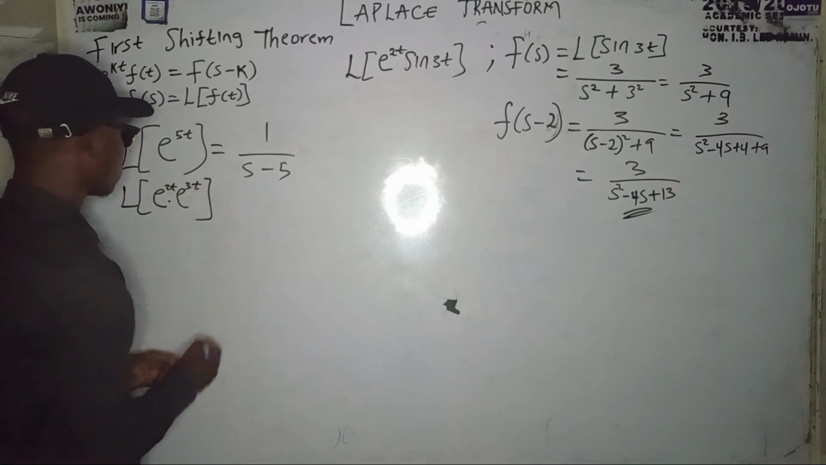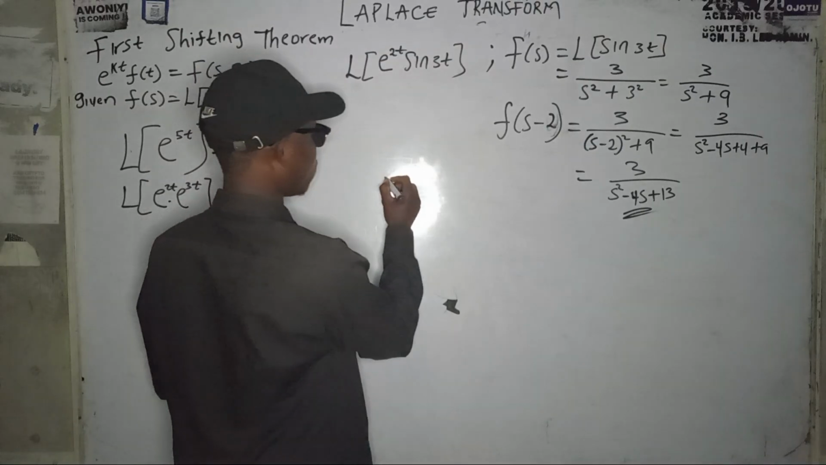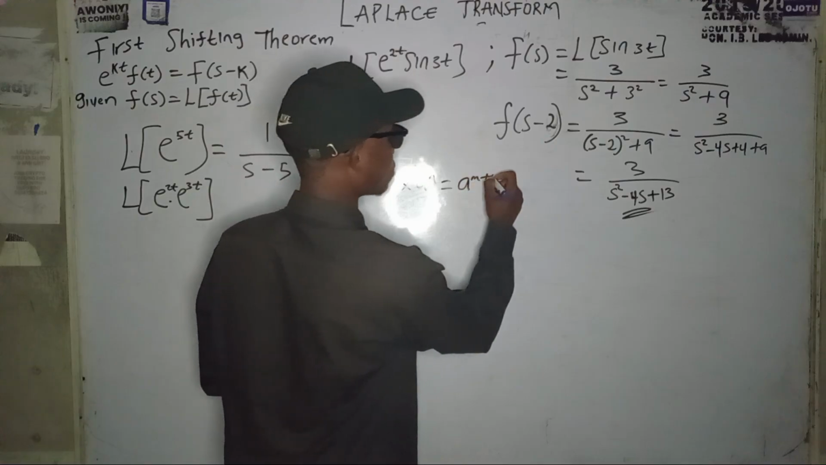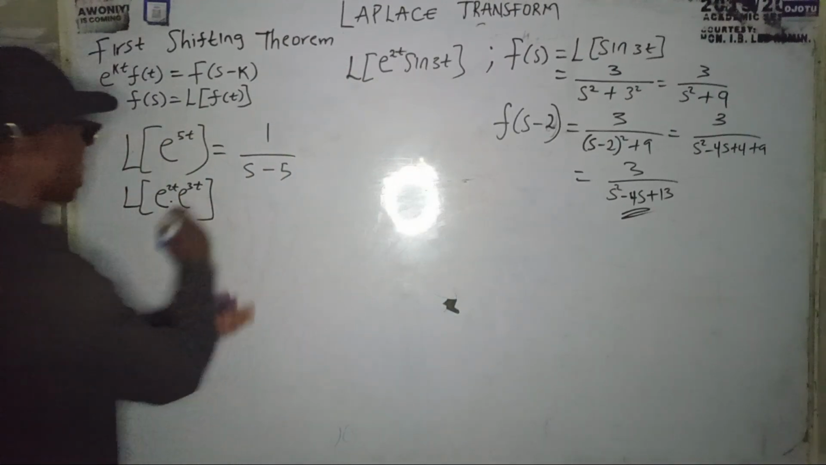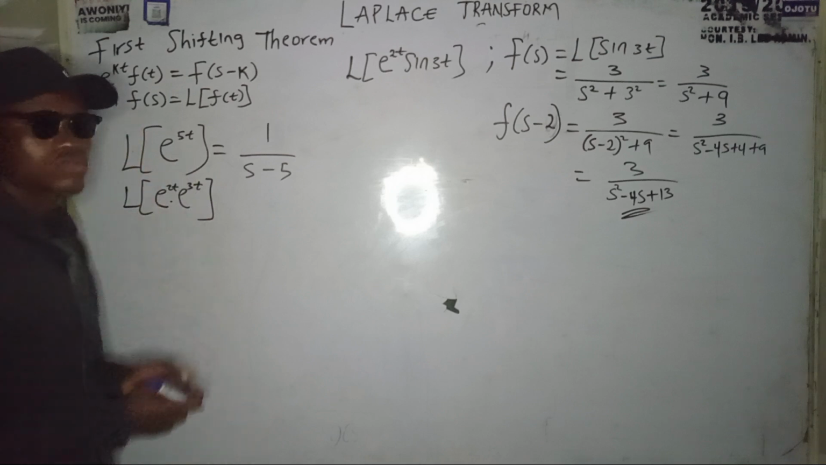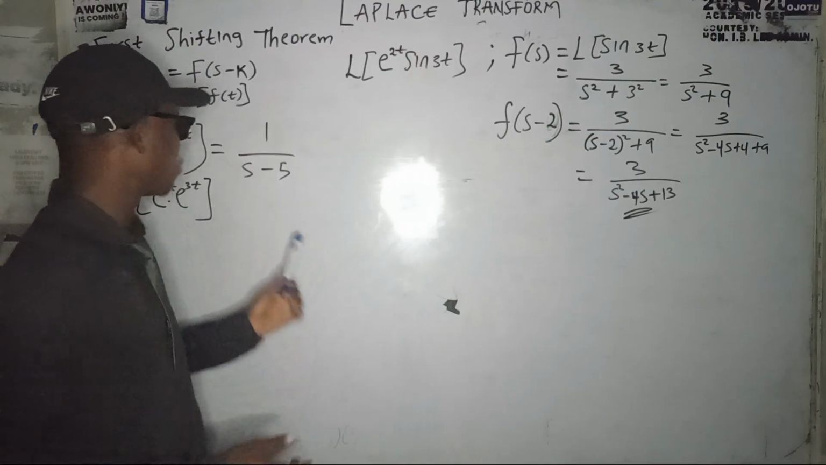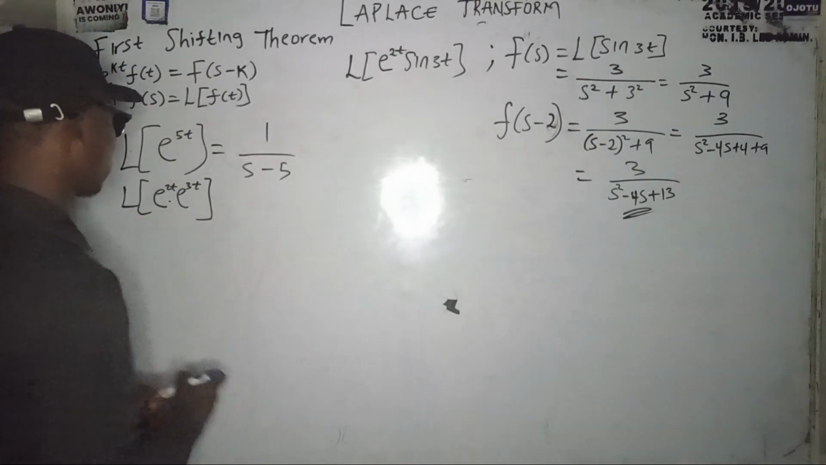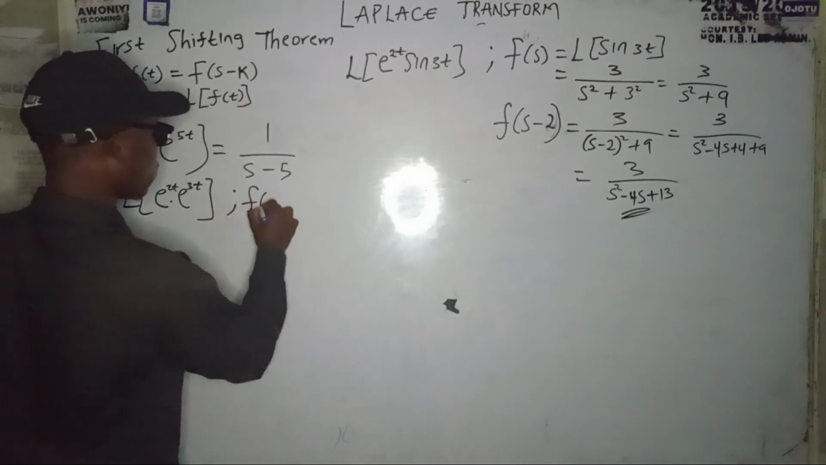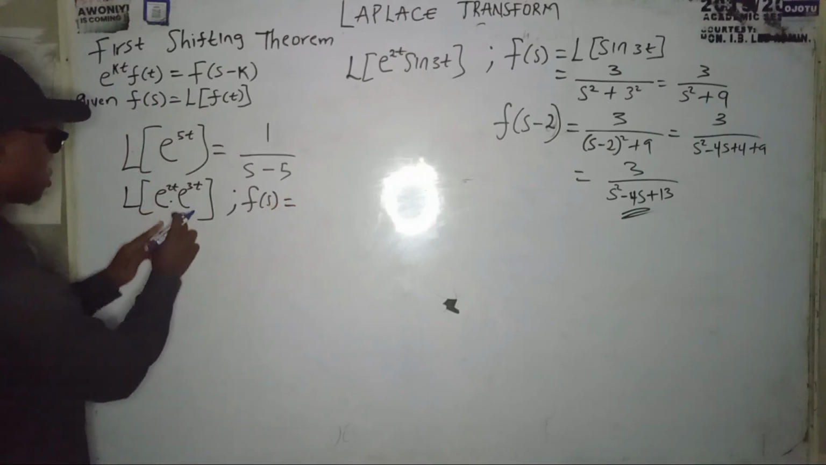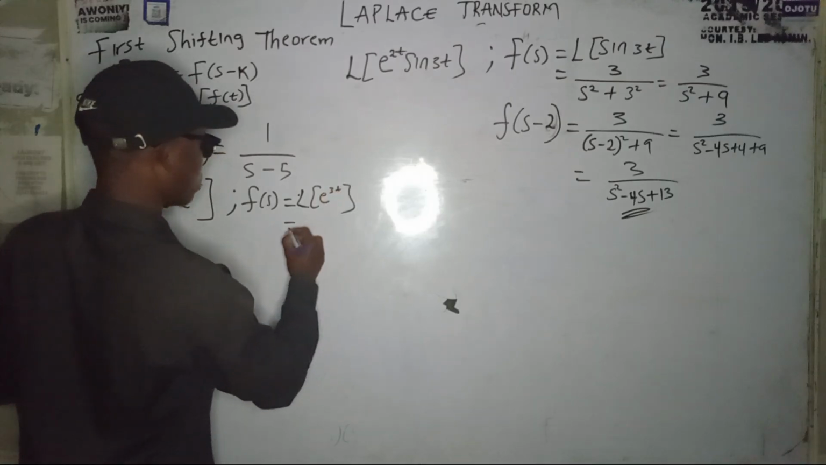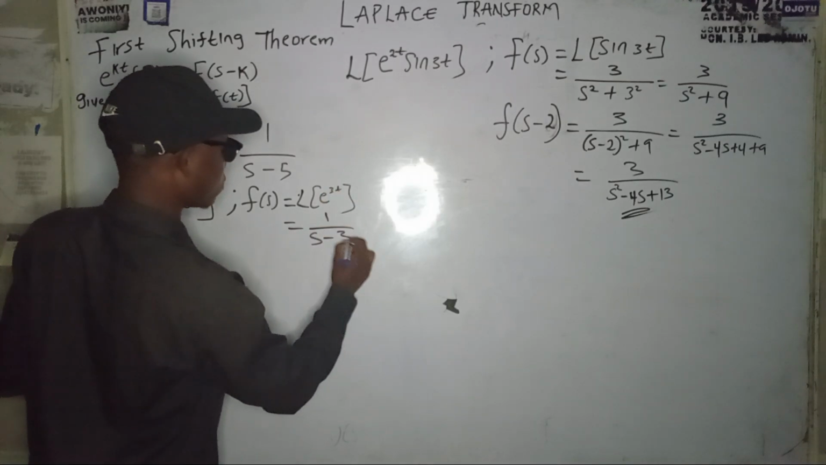In this particular sense, we know from the law of indices that a raised to power m times a raised to power n is equal to a raised to power m plus n. I just did it the other way around so that I can break it down like this. I'm just using it to prove that the first shifting theorem is correct. Let's use e raised to power 3t as our main f of t, so F of s as the Laplace transform of e raised to power 3t gives us 1 over s minus 3 normally.